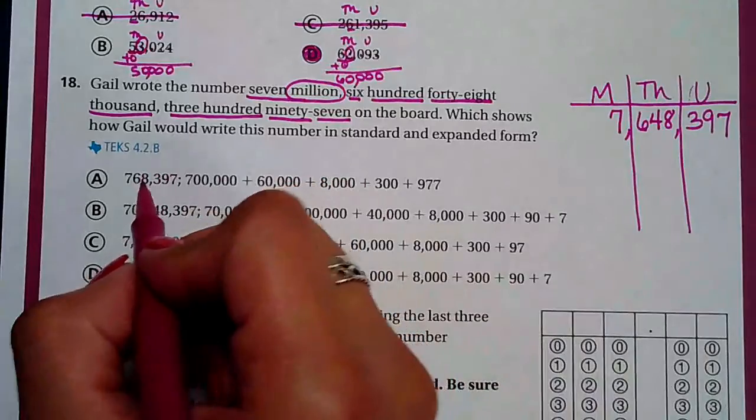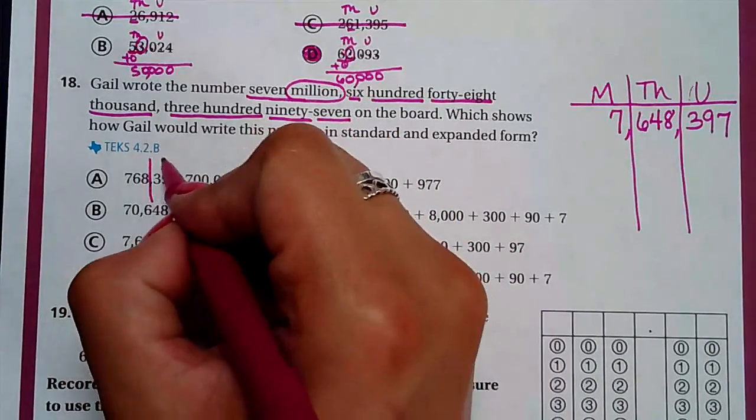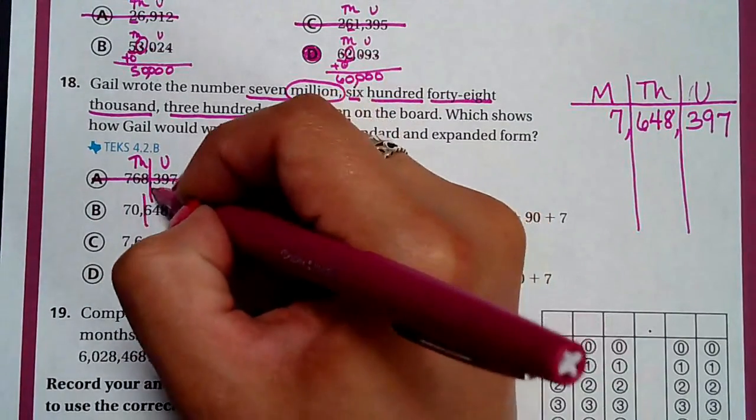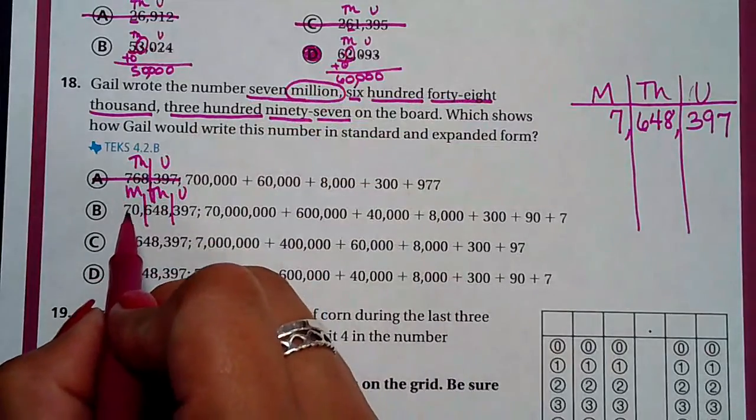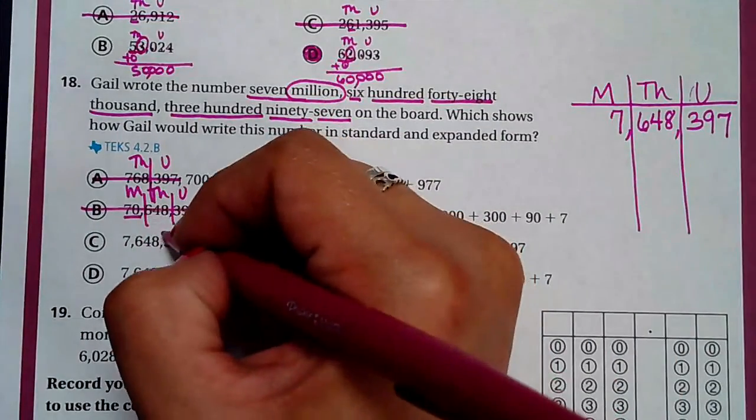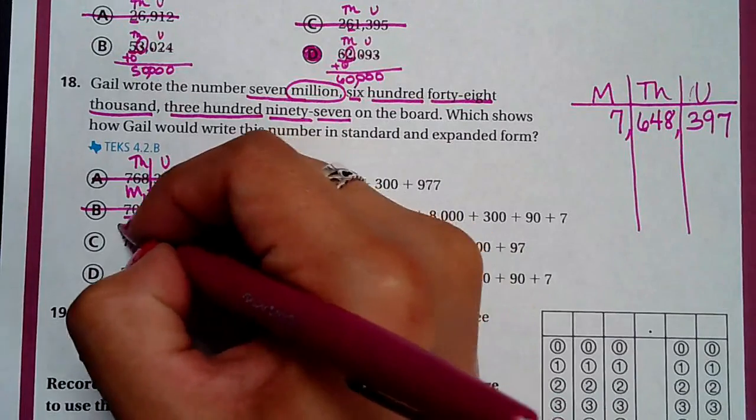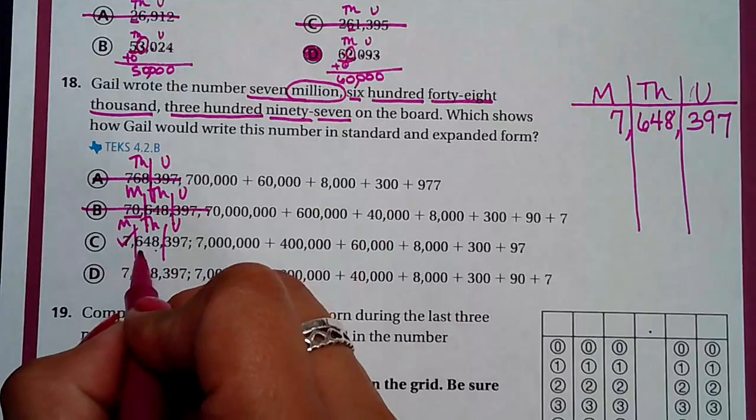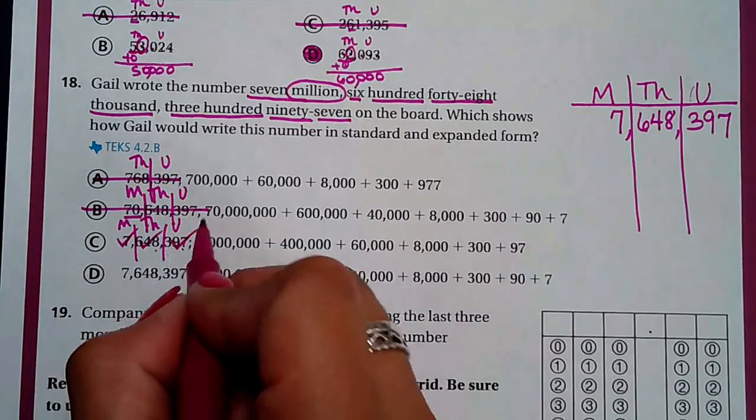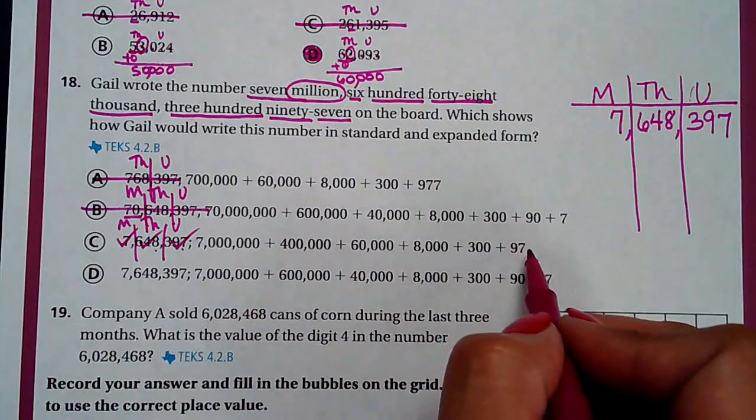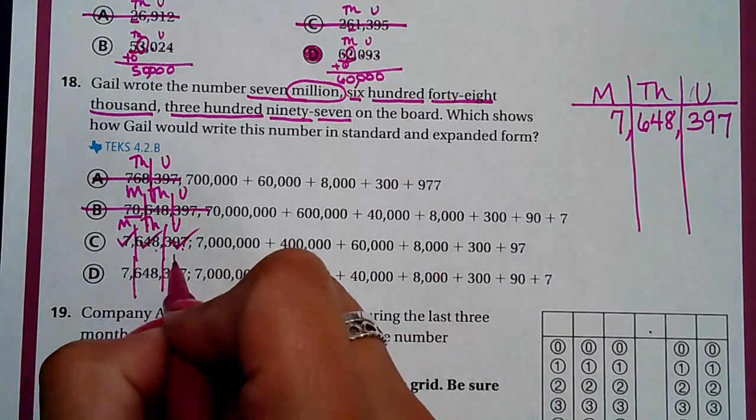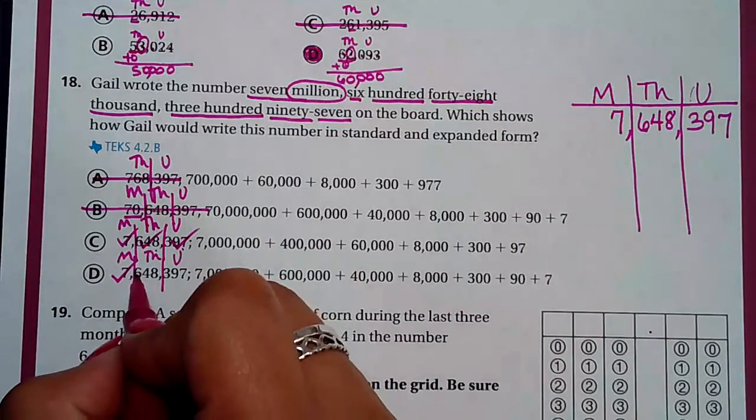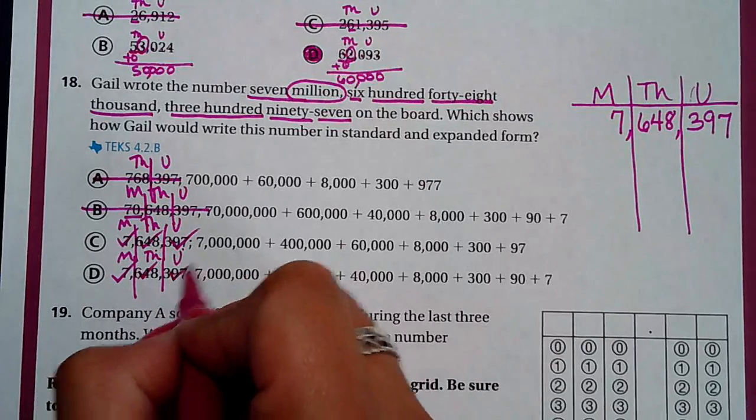Let's see which one, okay? This right here already is wrong. Units, thousands. It doesn't even have a millions. Okay? Here, units, thousands, millions. This says 70 million. That can't be it. Okay? This is units, thousands, millions. 7 million. Check. 648,000. Check. 397. Check. But can that be my answer? We don't know. We're going to check the next one. Units, thousands, millions. 7 million. Check. 648,000. Check. 397. Check.